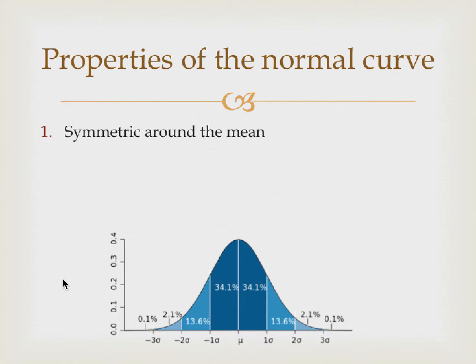So it's symmetric around the mean. Second, it is unimodal, meaning there is one mode. So the most commonly occurring score is the mean.